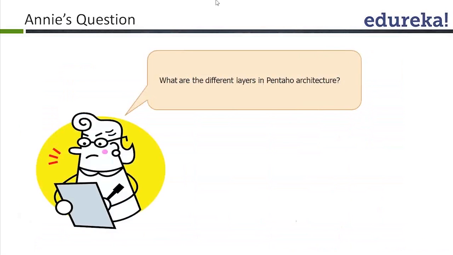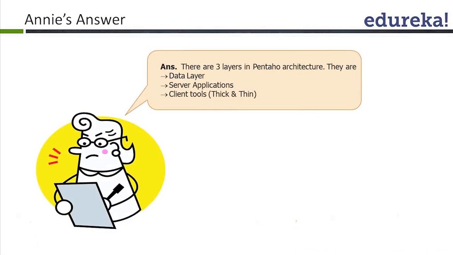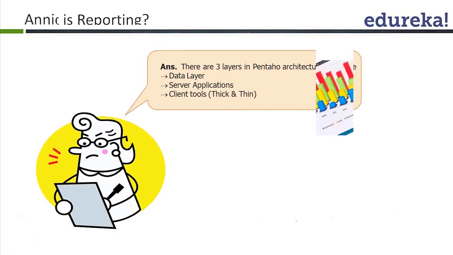What are the different layers in Pentaho architecture? We have three layers: data layer, server applications, and C tools, client tools, which again have thin and thick.